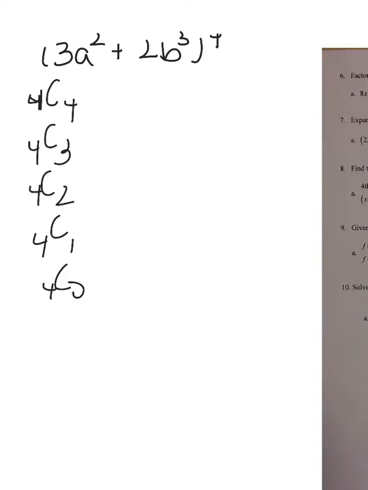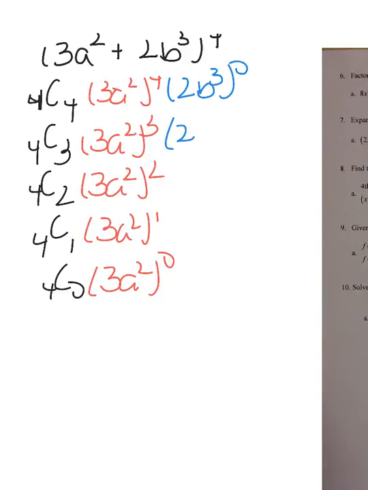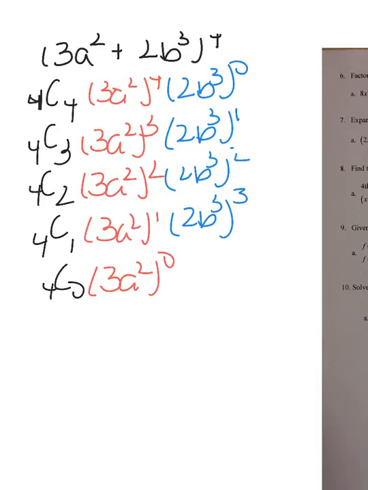And then it's going to be 3a squared to the fourth, 3a squared to the third, 3a squared squared, 3a squared to the first, 3a squared to the 0. And then it's going to be 2b cubed to the 0, 2b cubed to the first, 2b cubed squared, 2b cubed to the third, 2b cubed to the fourth.